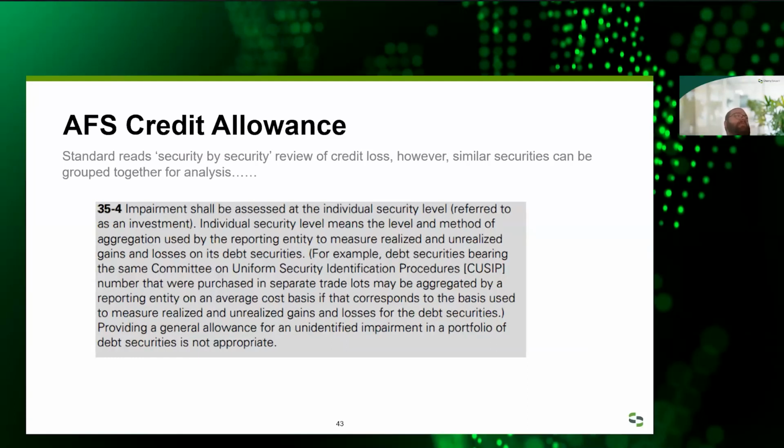The last thing that I want to talk about for this kind of small niche change that ASU 2016-13 did was the standard says that you have to do this security by security, but it does say that similar securities can be grouped together. So it seems a little contradictory, but not quite. It says, for example, in the second sentence here, individual security levels means the level and method that you would aggregate and use by the reporting entity to measure your realized or unrealized gains or losses. So it gives the example of a CUSIP, a common CUSIP. That might be a way that you could group it. So when it says security by security, don't take that in a narrow sense, more of a broad sense.